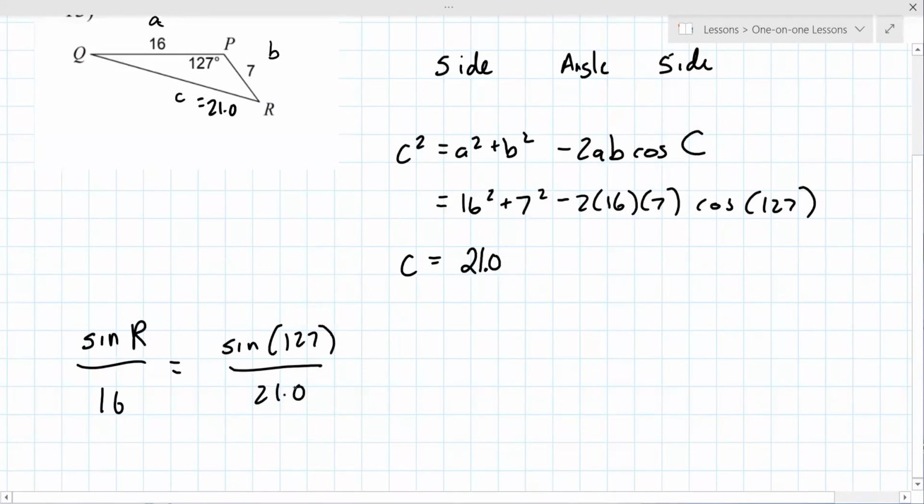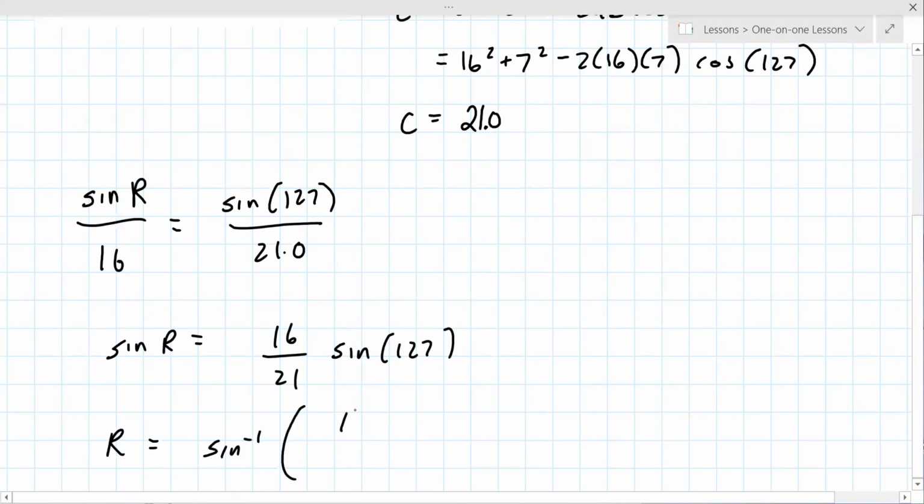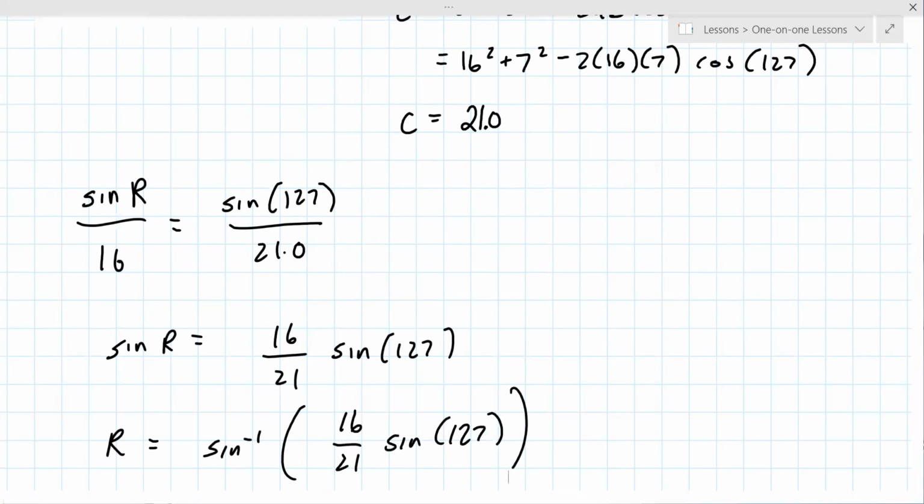So you're going to solve for R. What most students do is they solve for sine R. Sine R is 16 over 21 times sine of 127. They get this number, and then they take the inverse sine of that. You can do it all in one step if you want. Your calculator will do all of this. So go ahead and give me that value, please, whenever you've got it.